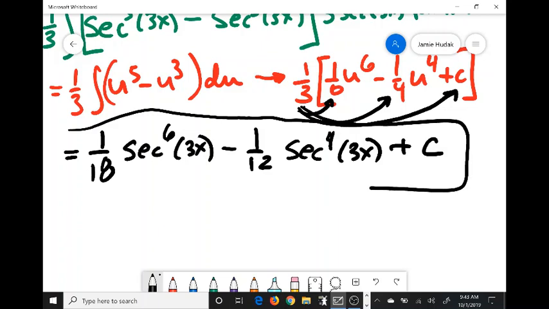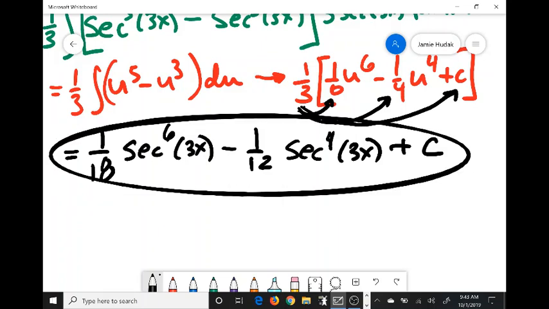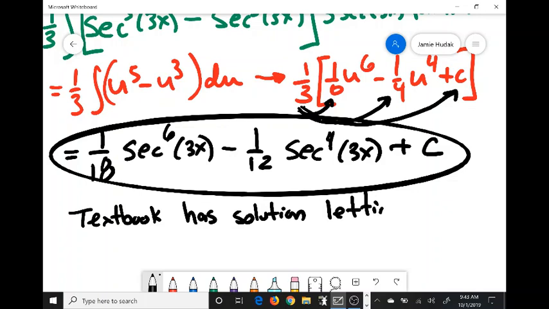So this is our example using the different substitution, the substitution where we let u be secant of 3x. Your textbook has the answer written out using tangent of 3x. So you can compare them both. You'll see there's a lot of similarities in them, except for the final function here is secant instead of tangent. But as far as the coefficients and the powers, you'll see a lot of similarity.